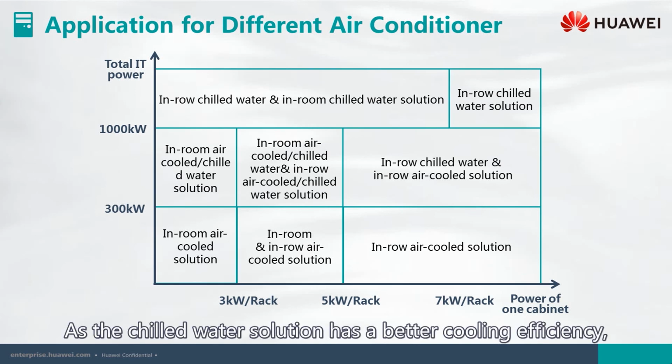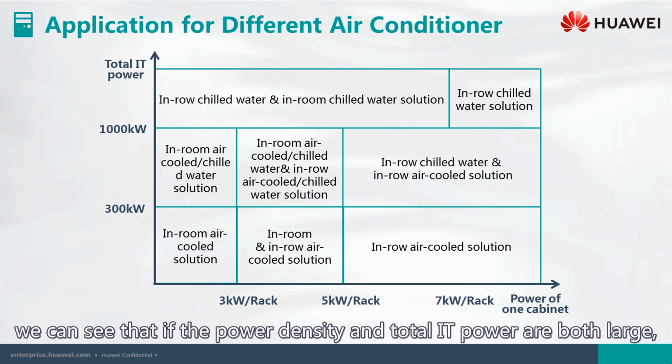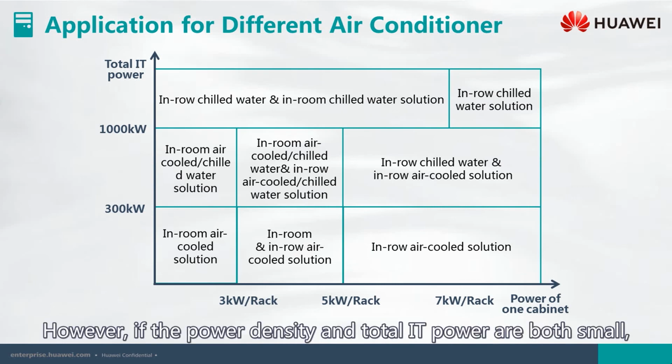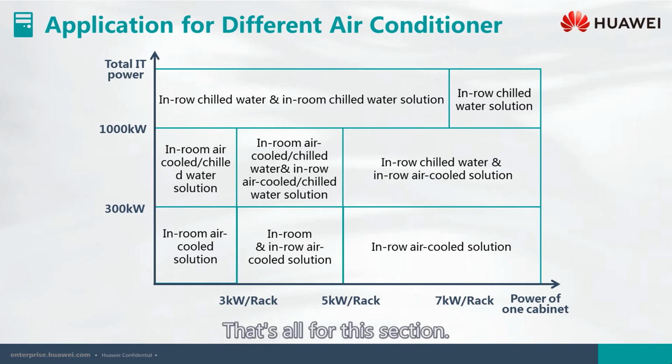As the chilled water solution has a better cooling efficiency, it's suitable for large-scale data centers. In summary, we can see that if the power density and total IT power are both large, we should choose the in-row chilled water air conditioner. However, if the power density and total IT power are both small, then we should choose the in-room air-cooled air conditioner. That's all for this section.